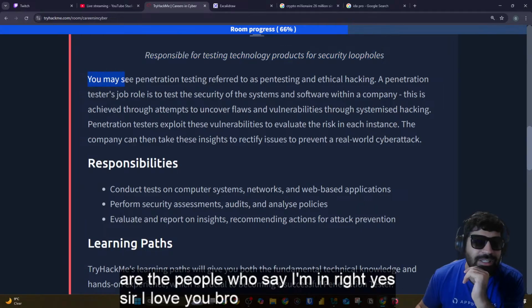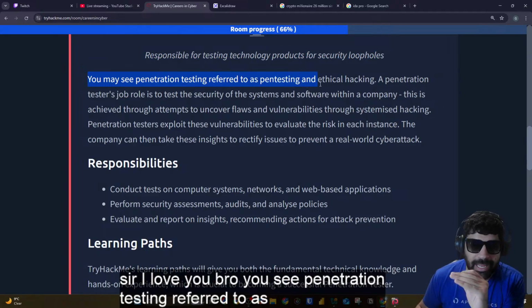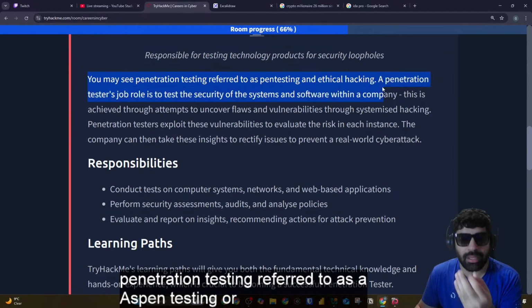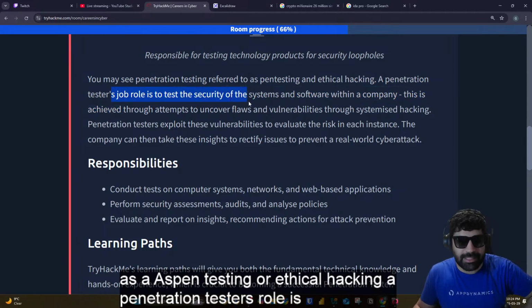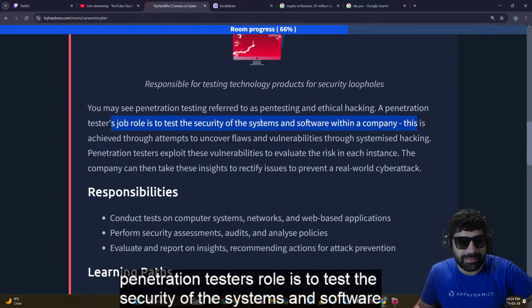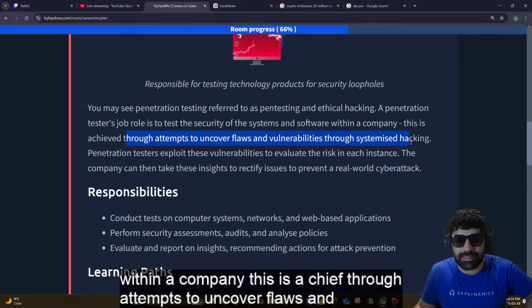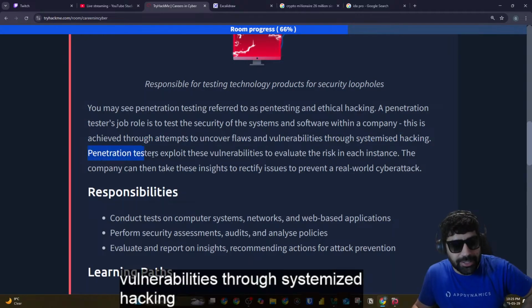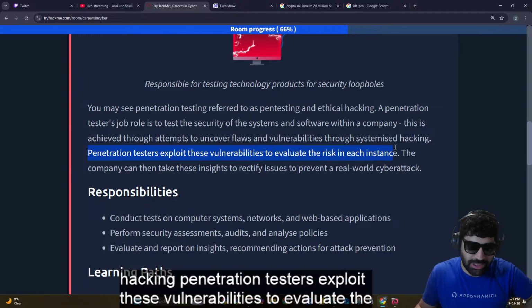You see penetration testing referred to as pen testing or ethical hacking. A penetration tester's role is to test the security of the systems and software within a company. This is achieved through attempts to uncover flaws and vulnerabilities through systemized hacking. Penetration testers exploit these vulnerabilities to evaluate the risk in each instance.